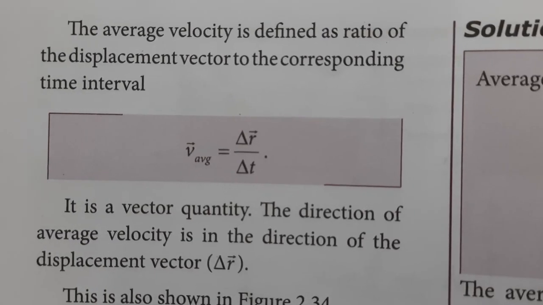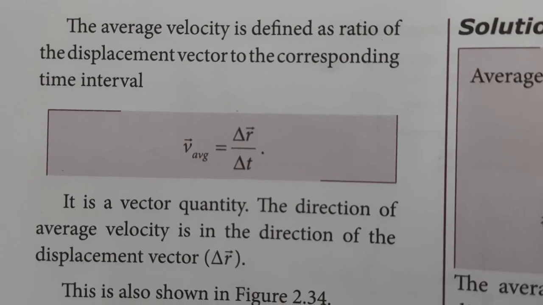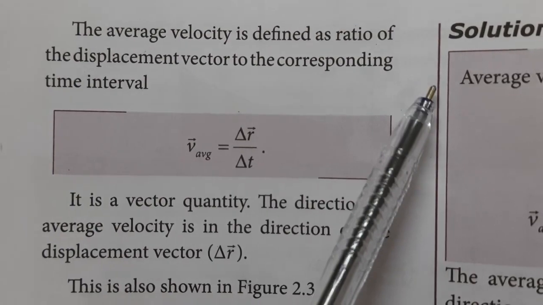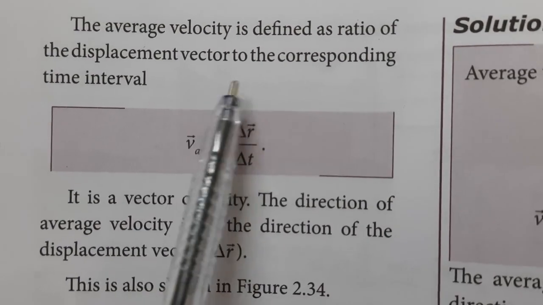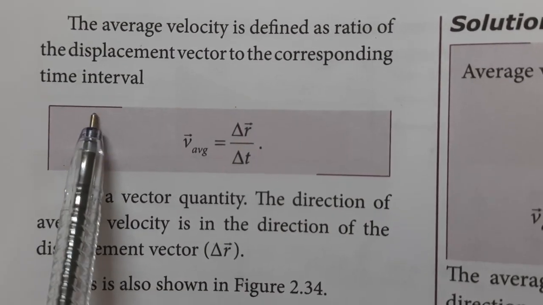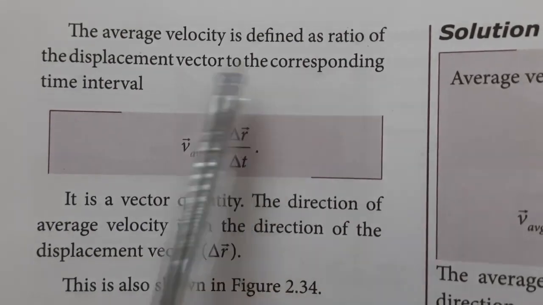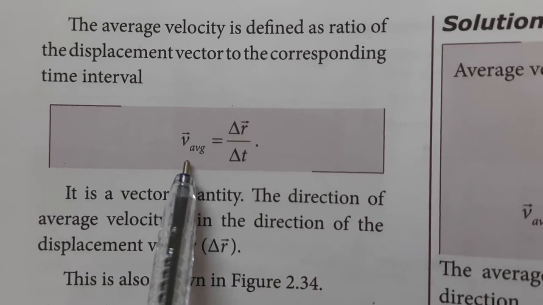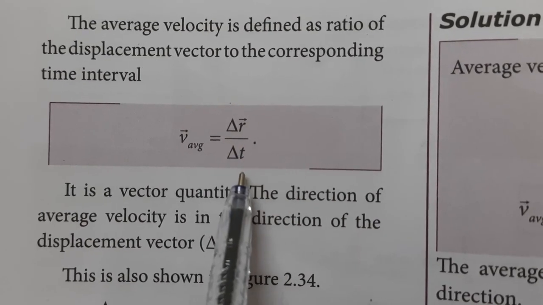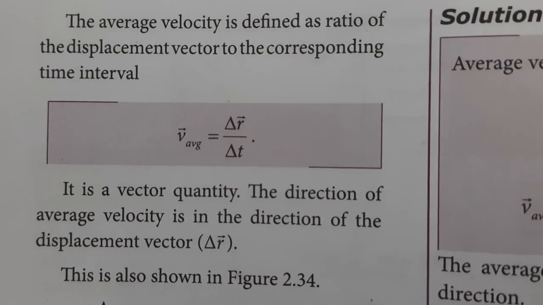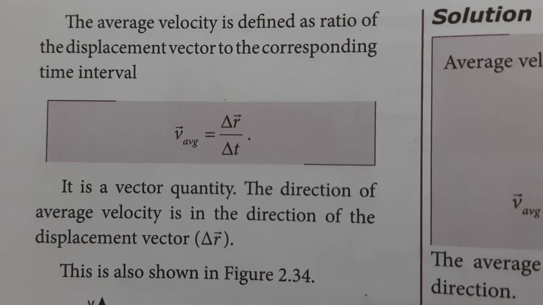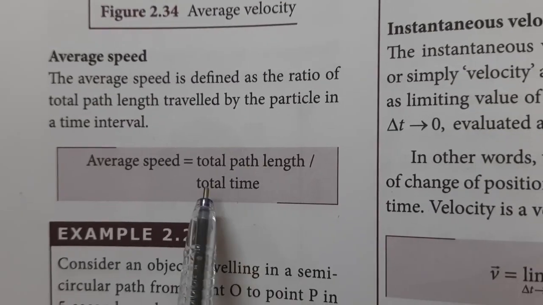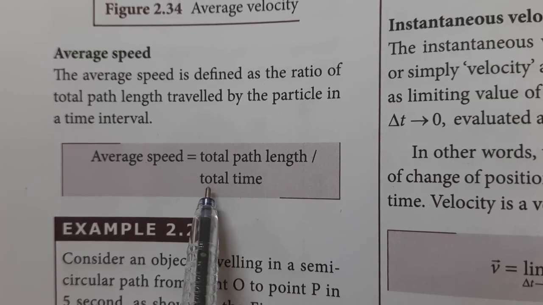Also, I have discussed average velocity. What is average velocity? Average velocity is defined as the ratio of the displacement vector to the corresponding time interval, that is V average is equal to delta r by delta t. This is a vector quantity. And average speed is equal to total path length divided by total time.